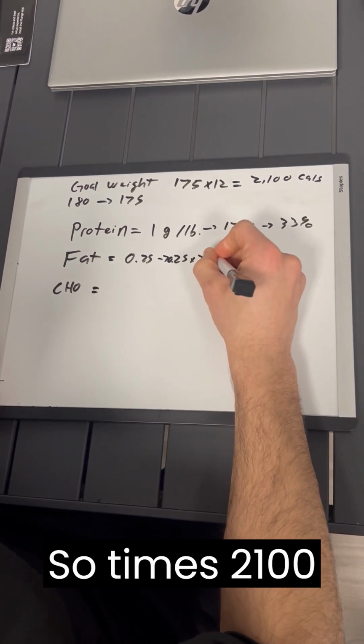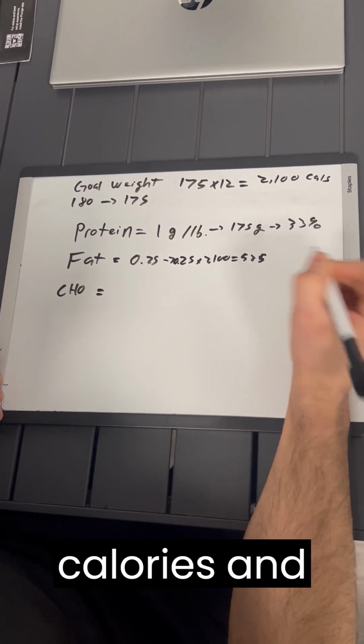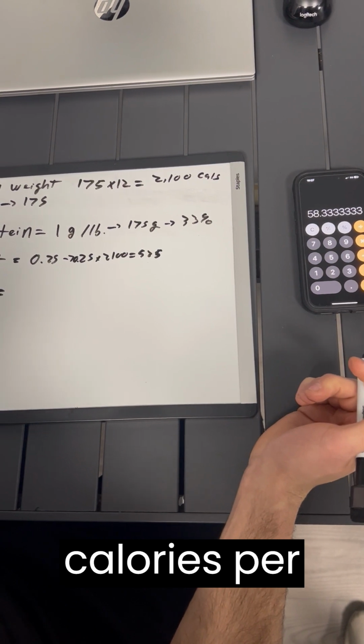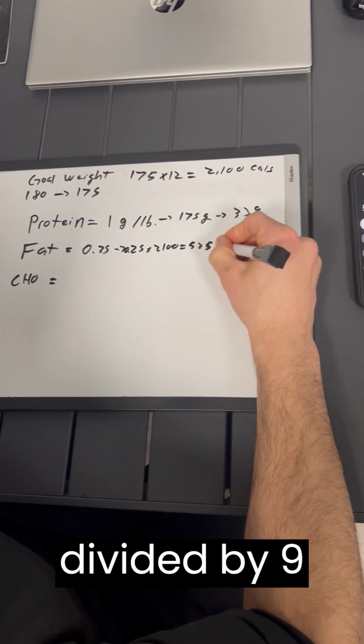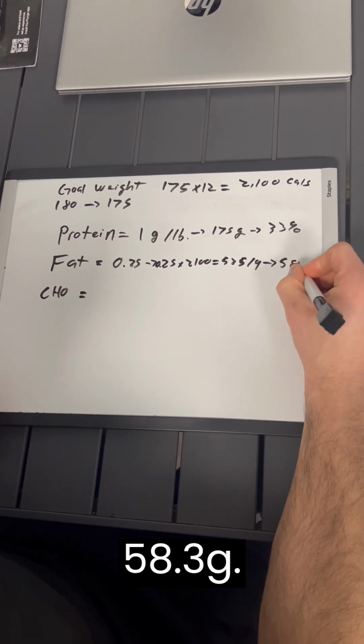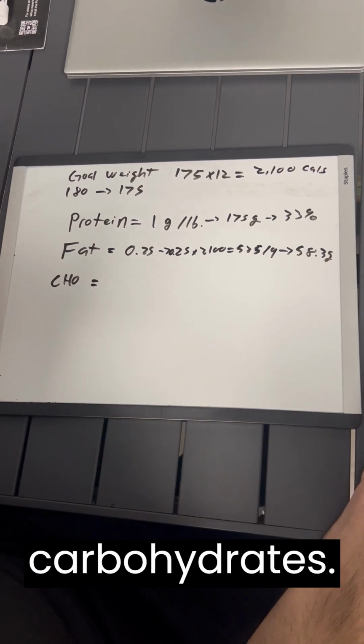So 0.25 times 2,100 gives me 525 calories, and I'm gonna divide that by 9 because we have 9 calories per gram. So divided by 9, and that is going to give me 58.3 grams.